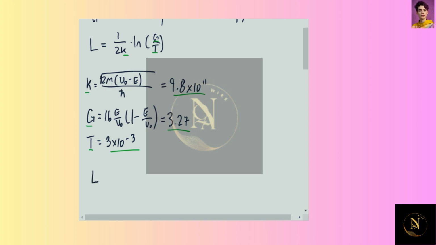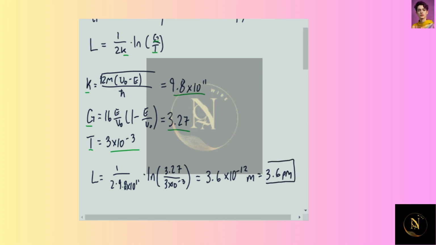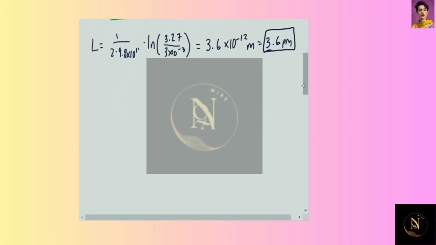When we do that, we get 1 over 2 times 9.8 times 10 to the 11, times natural log of 3.27 divided by T, which is 3 times 10 to the negative 3. And you should get an answer of 3.6 times 10 to the negative 12 meters, which can also be written as 3.6 picometers. So that is the width of our barrier that our proton just encountered.